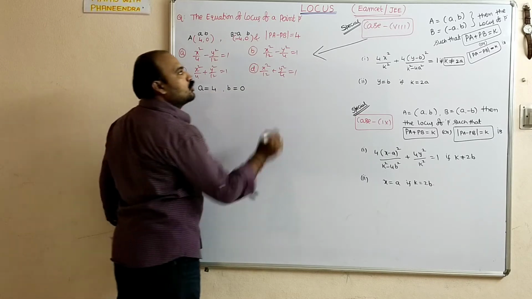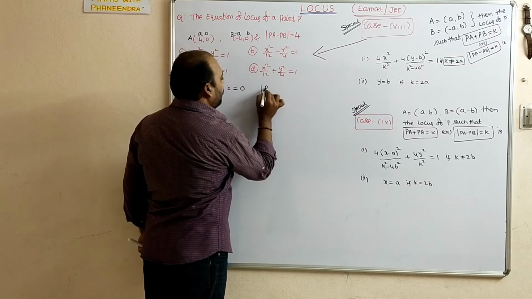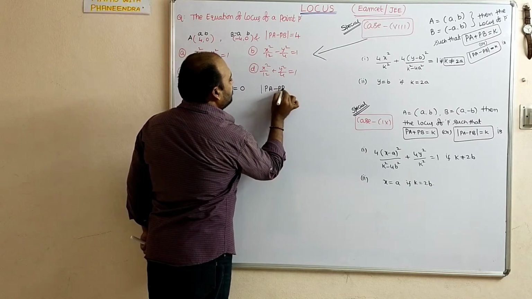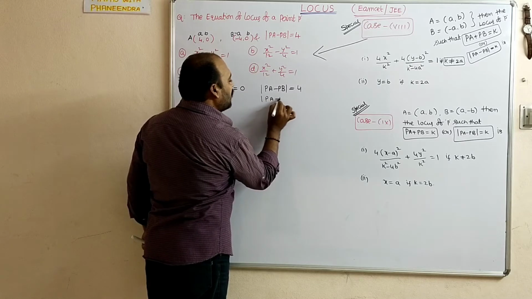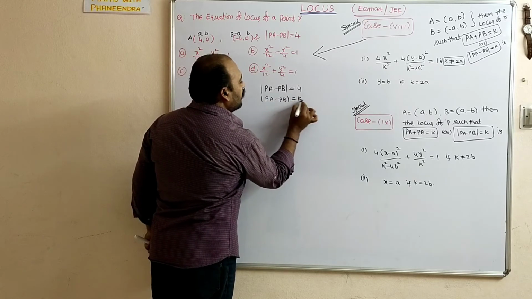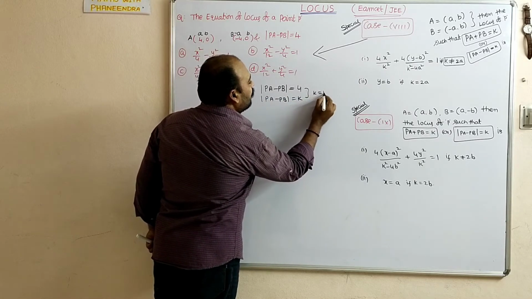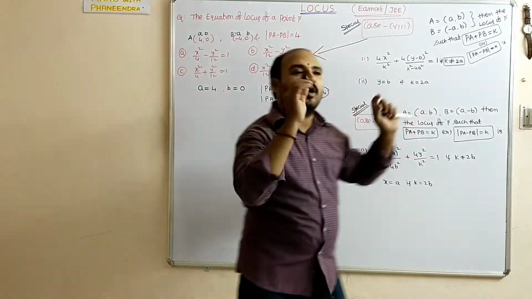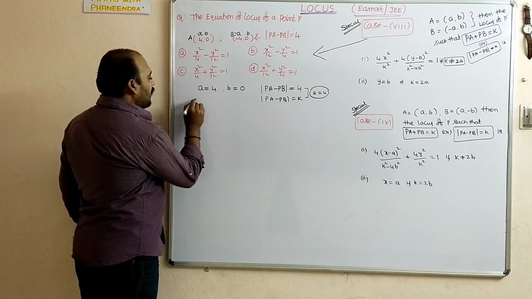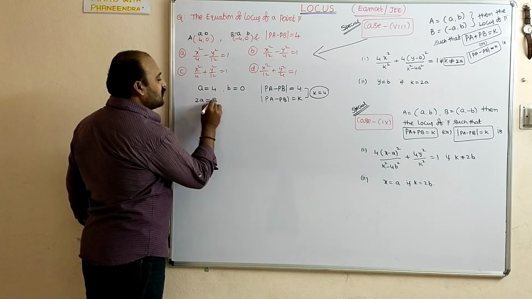After that, what you have to do? Write the given condition, mod PA minus PB is equal to 4. Compare this with PA minus PB is equal to K. So K is equal to 4. After that, we can verify whether the K value is not equal to 2A or not. So 2A is equal to 2 into 4, which is equal to 8.